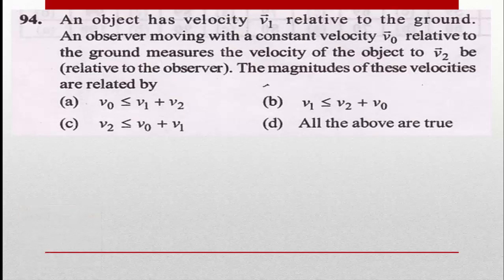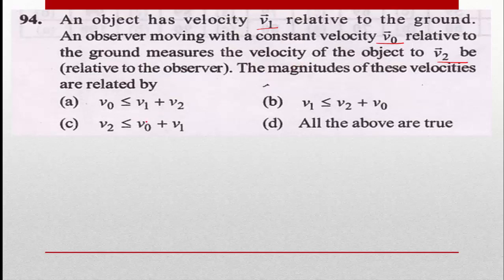Question number 94. An object has a velocity v1 relative to the ground. An observer moving with a constant velocity v0 relative to the ground measures the velocity of the object as v2 relative to the observer. Find the magnitude of these velocities.